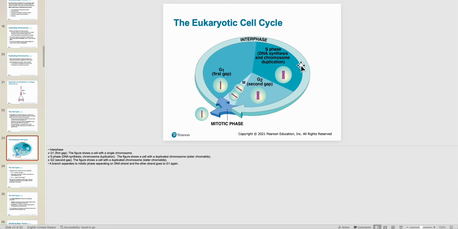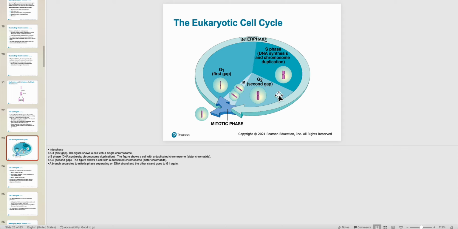So one cell divides into two. You're going to see that each one now has 46 chromosomes when it comes to mitosis. So we're going to actually make a copy of it. And that's what you see in the S phase. DNA synthesis, chromosome duplication. That's S. So now you can see a copy made.